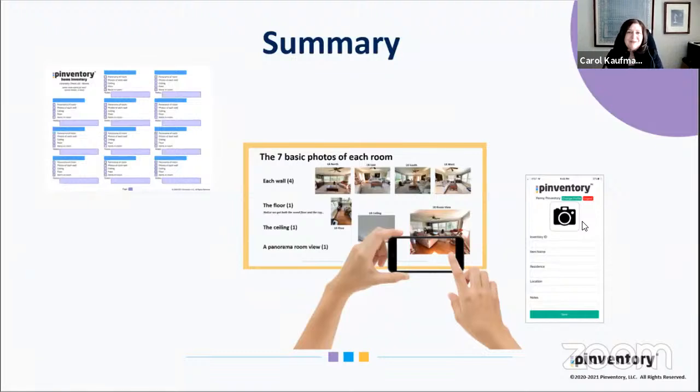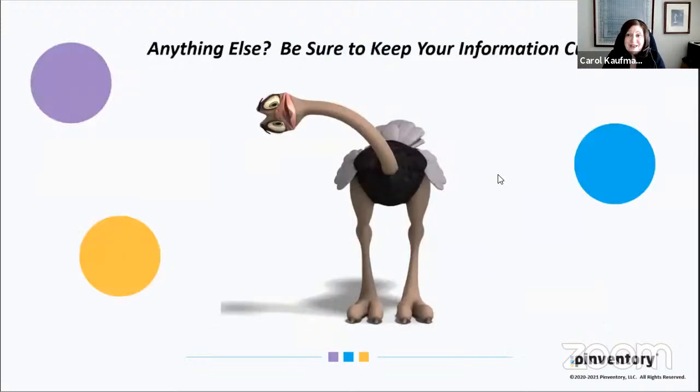25 minutes. Okay. Number one, count the number of rooms that you have. Number two, take 7 photos per room, keeping track of what you've done. If you're using Pinventory, put in the name, the location, and if you want some description. Be sure your inventory is up to date and stored so you can easily access it whenever and wherever you need to. Anything else? Just one thing, be sure to keep your information current.